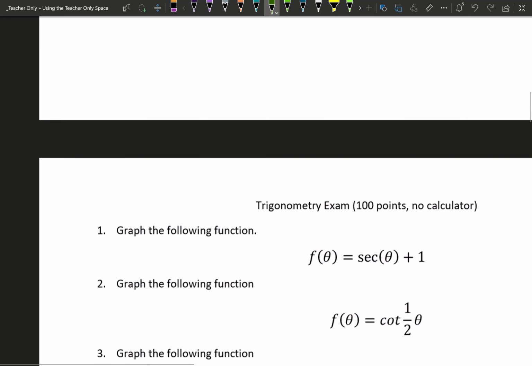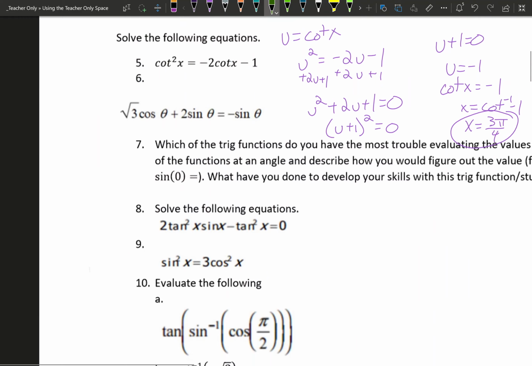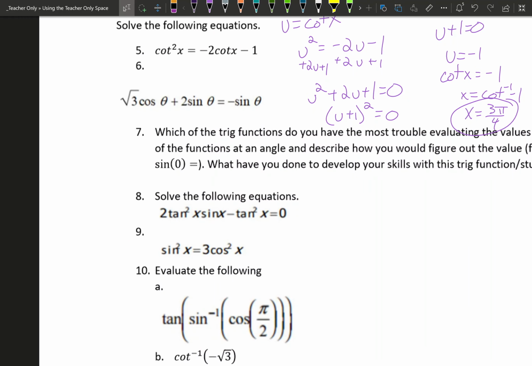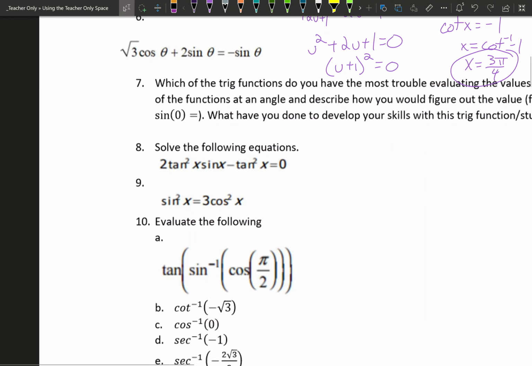Now let's take a look at that problem on the other version. And that is going to be number 9, where we have sine squared x is equal to 3 cosine squared x. This one I'd want to do in terms of cosine because then we don't need to deal with distributing the 3. You could distribute the 3 if you would like.